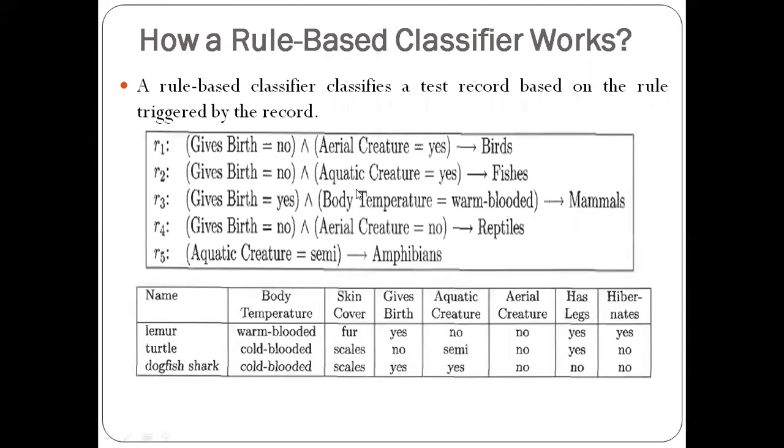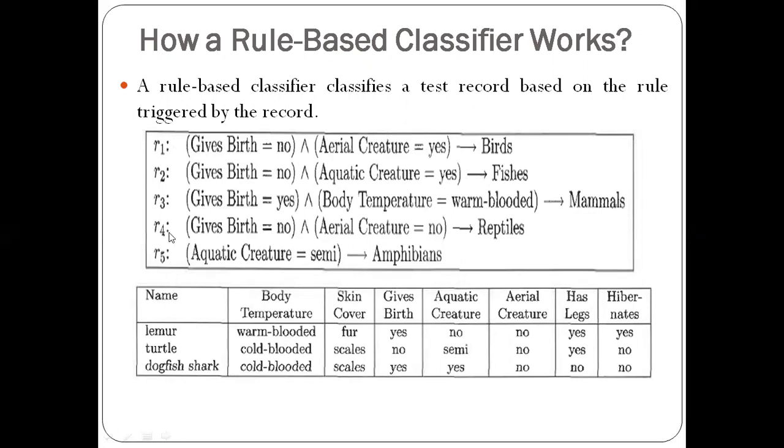Now coming to how this rule based classifier is going to work. As I explained in the previous example, we will be comparing the attributes of a given test record with the rule precondition. Whichever rules trigger these preconditions, or the rule antecedent, that class label will be assigned to that record.